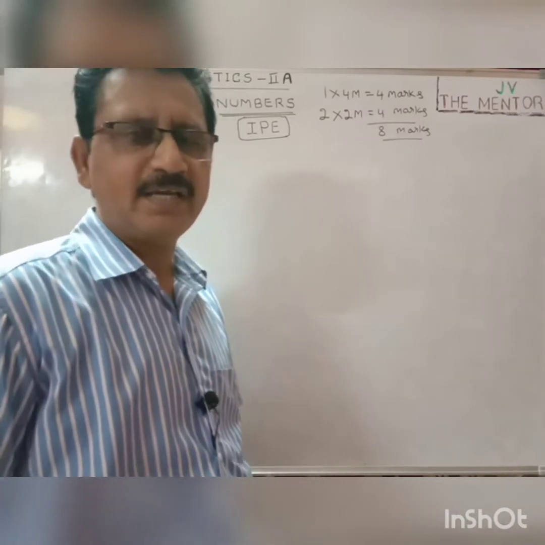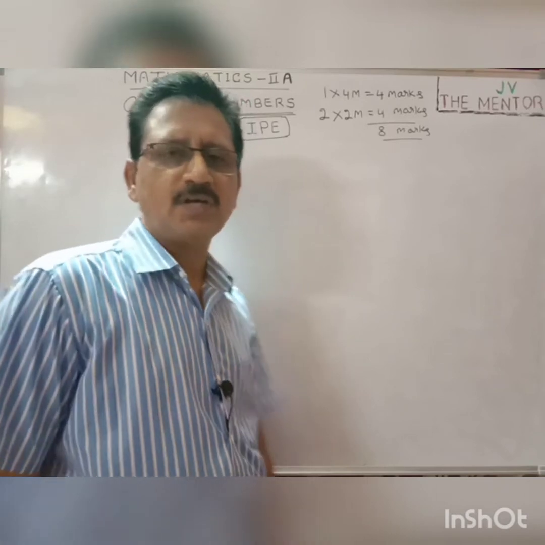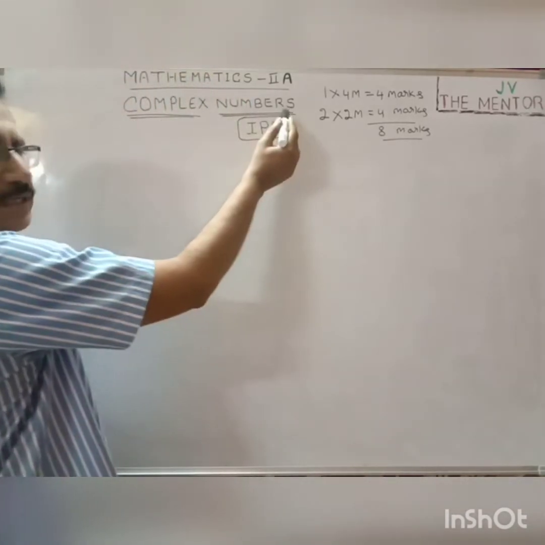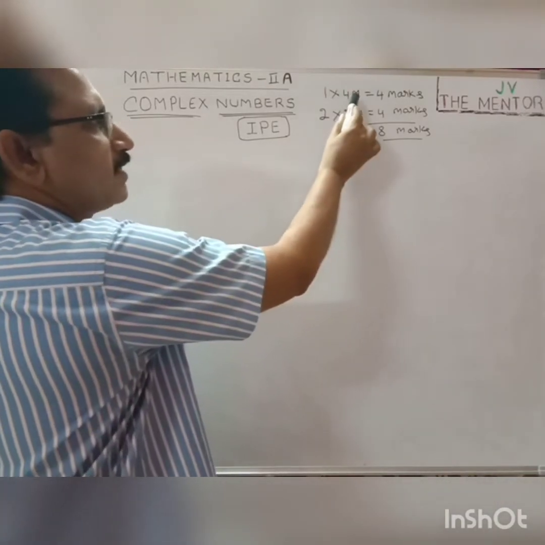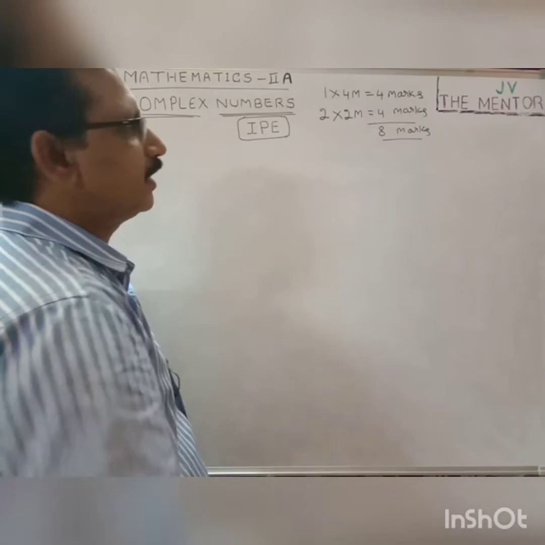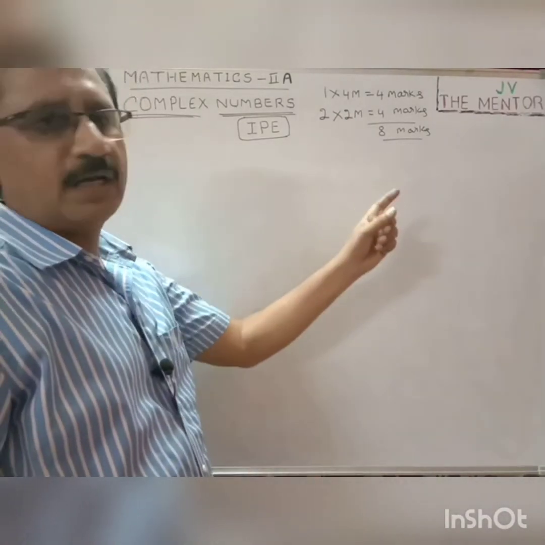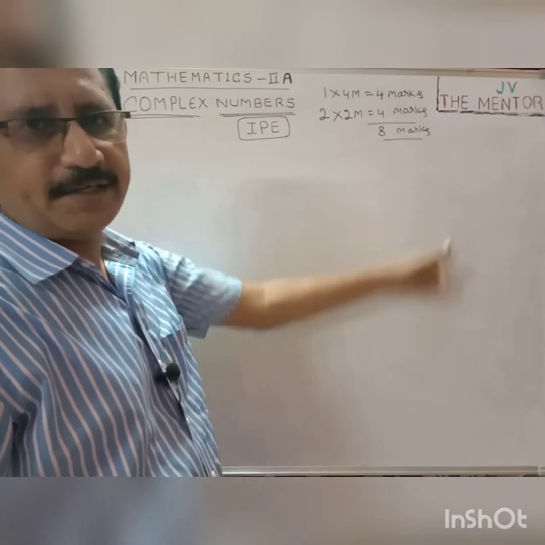Now we will discuss the second year mathematics 2A. The first topic is complex numbers. In IPE, one SAQ and two VSAQ will come. Total weightage of marks is 8.